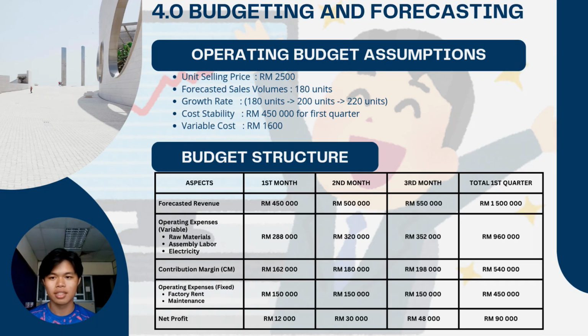Let's look at the operational roadmap for the first quarter of Innotech's expansion plan. To ensure the performance measurement framework is grounded in reality, we have established 5 core financial assumptions. The first one is our unit selling price is set at 2,500 ringgit based on the standard healthcare back-to-back contracts.